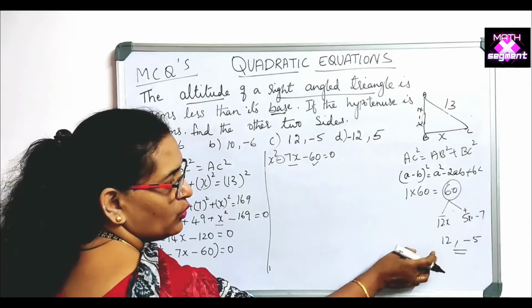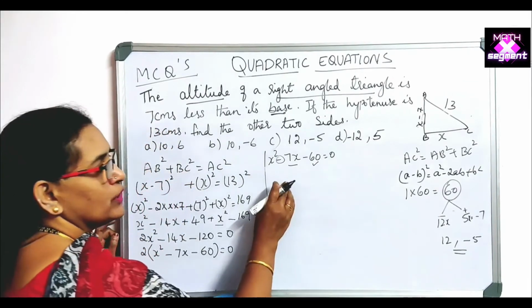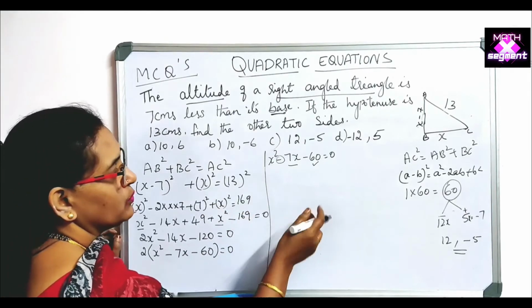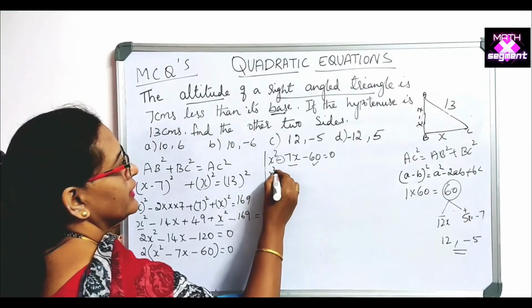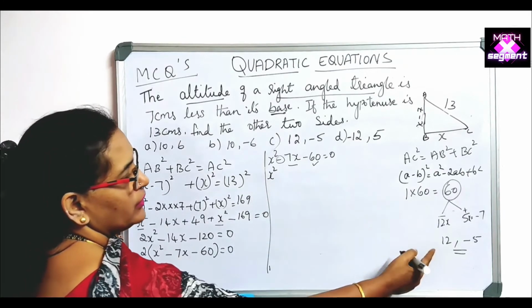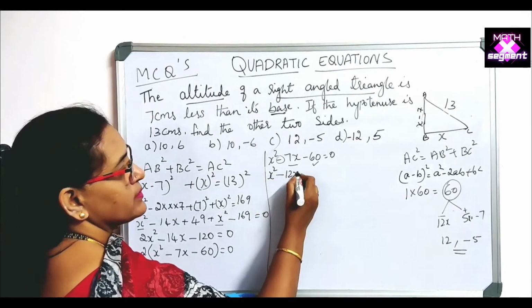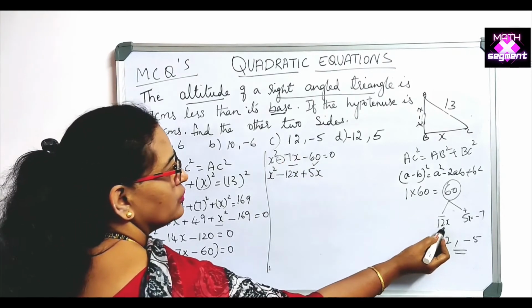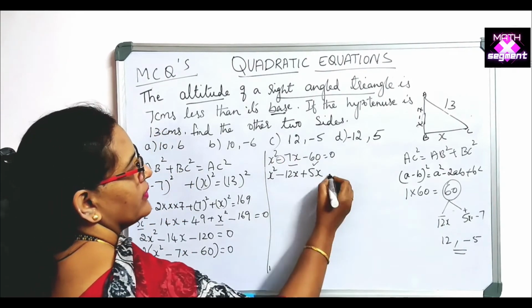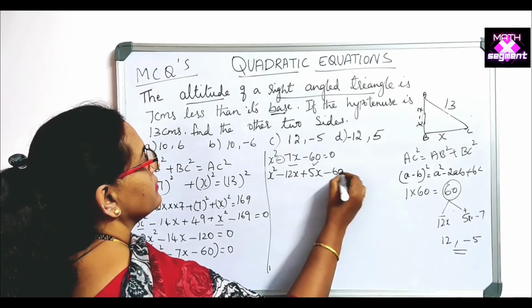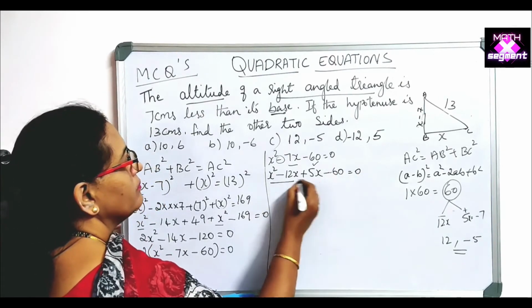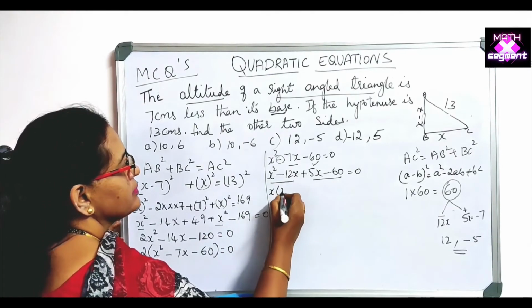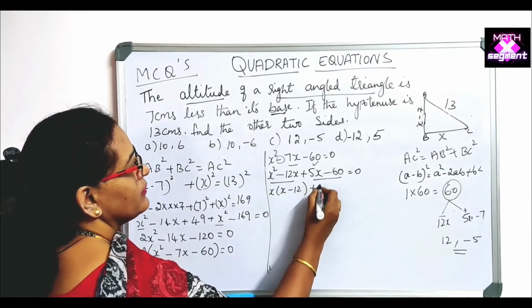Suppose if you have any doubt whether it is correct or not, then you can solve this sum by factorization method and you can get the roots. That means here you can find the roots. X square, here you are getting minus 12x plus 5x, because 7x we have split it into 12x and 5x, and the last term is minus 60 is equal to 0. I am grouping the terms. So now here the common factor is x. So x minus 12 plus 5 is common.